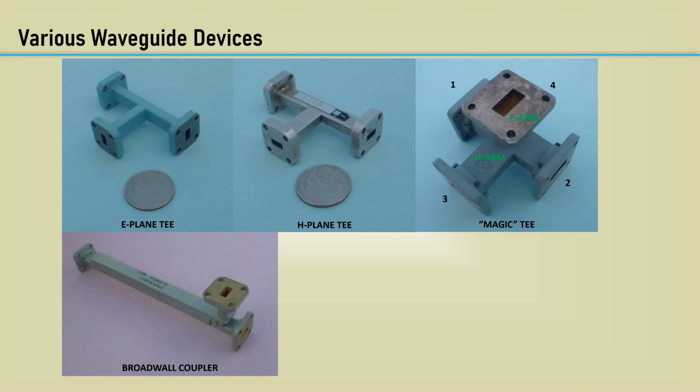The broadwall coupler has the most bandwidth. Two waveguide sections are brazed together with an array of holes leaking RF from the main guide into the coupled arm. The pattern of the diameters across the length of the arm are usually a Bessel function.